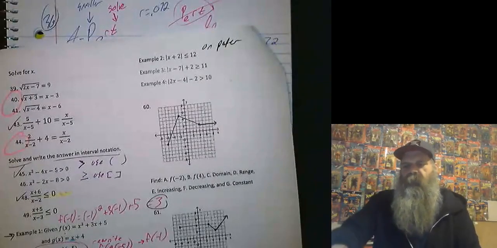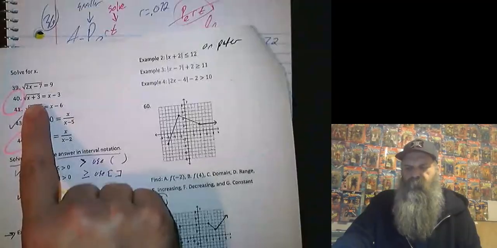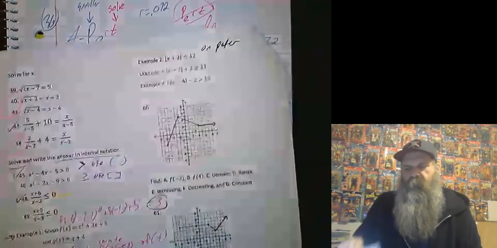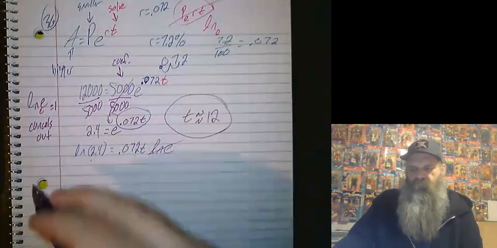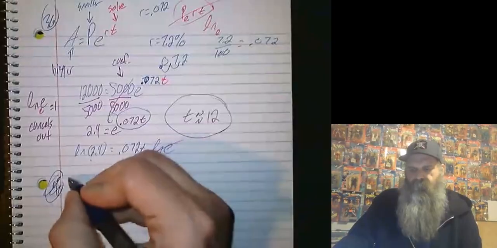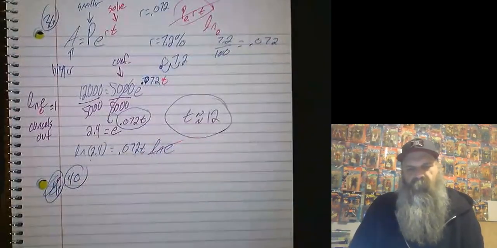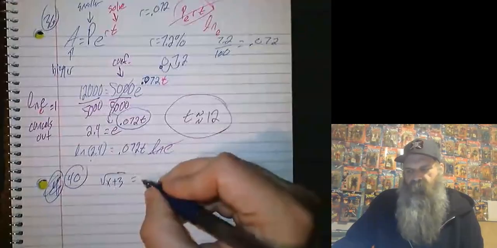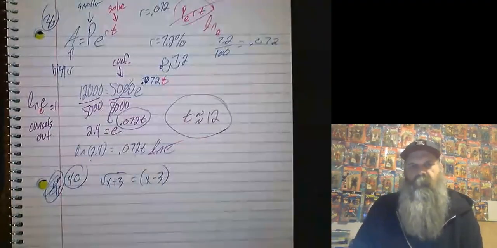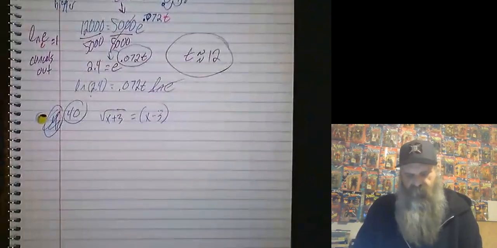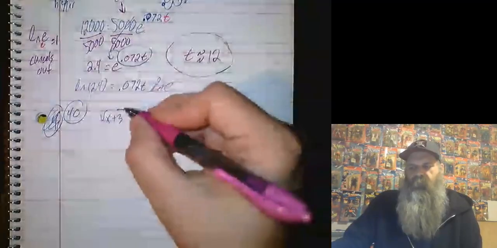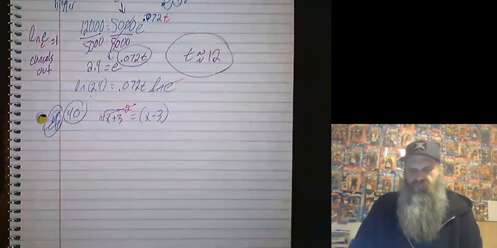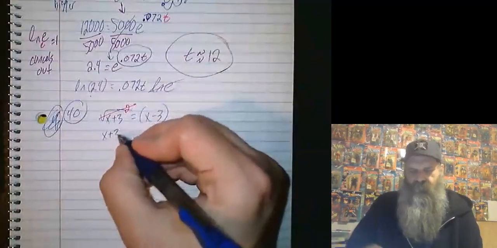We have a radical on one side, the square root of x plus 3 equals x minus 3, which is a binomial. So, on problem 40, we have the square root of x plus 3 equals x minus 3, which I just kind of naturally put in parentheses. As we square both sides, squaring a square root goes away, and now the x plus 3 is just by itself.